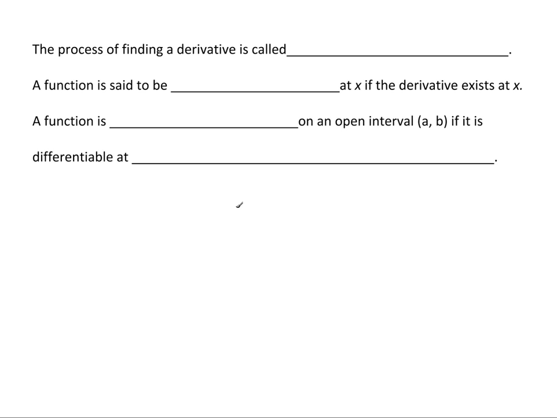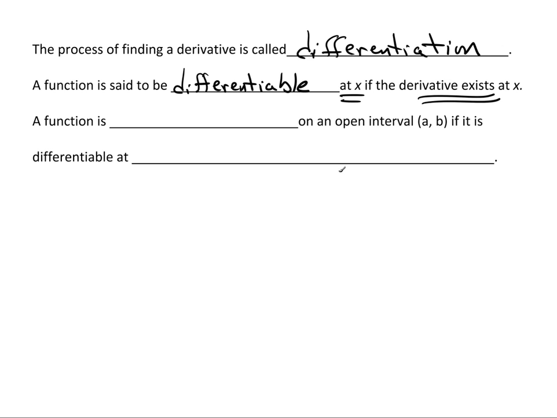Now, just a little bit more terminology here. The process of finding a derivative, the actual process of finding a derivative, is called differentiation. D-I-F-F. Differentiation. Now, a function is said to be differentiable at x if the derivative exists at x. So if I take the derivative at a specific value of x, if it actually exists there, then I say this function is in fact differentiable at x.